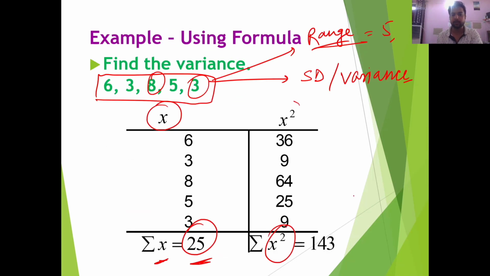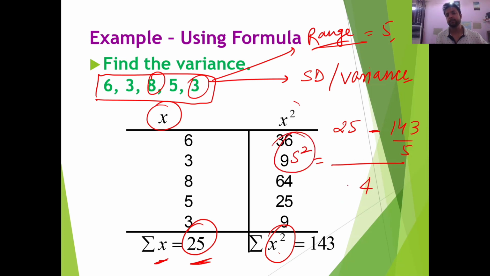divided by n. Okay, so here what we have to do is take this value, which comes out to be 25. Then we have to subtract it from the summation of x square divided by n, meaning 143 divided by the number of observations, that comes out to be 5, and then we have to divide it by the number of observations minus 1, that is 5 minus 1, that comes out to be 4. Okay, so this is what we are calculating. It is s square, that means it is variance. So that's how we can calculate variance.